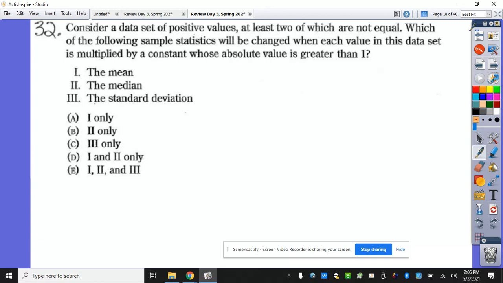So let's break down the wording part a little bit first. What is it telling us to do to the distribution? One word. Multiply.